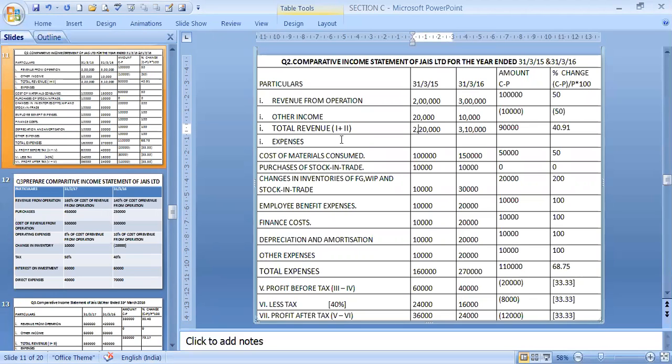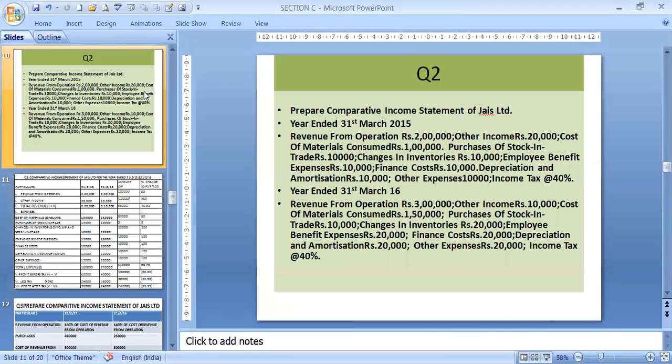Now, without doing absolute change and percentage change, let us first fill up these two columns, the previous year and current year's figures, which are not yet filled in this sum. We are filling them up first by seeing the sum. The sum is given in a paragraph format.